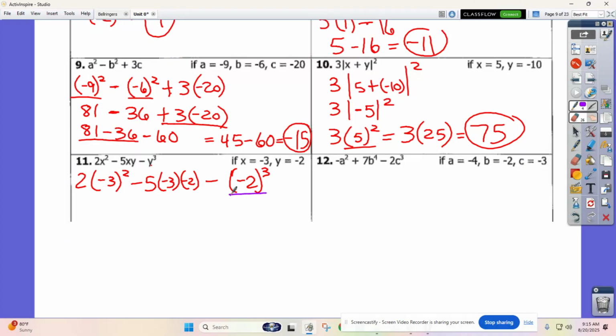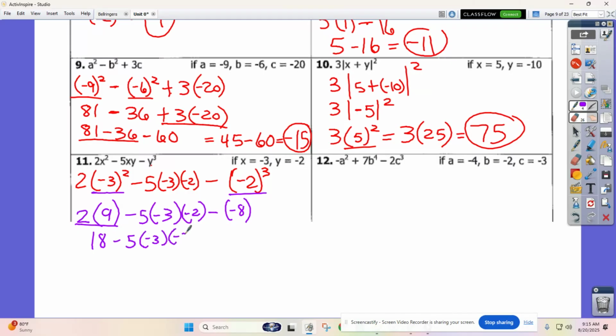First thing that's going to happen here is our exponents. I'm going to do this exponent and this exponent. -3 times -3 is +9. I want to leave the rest of it alone. -2 cubed is a -8. Next thing I want to do is my multiplication left to right. That'll give me 18 minus 5 times -3 times -2. And this minus and negative is going to end up becoming a plus.